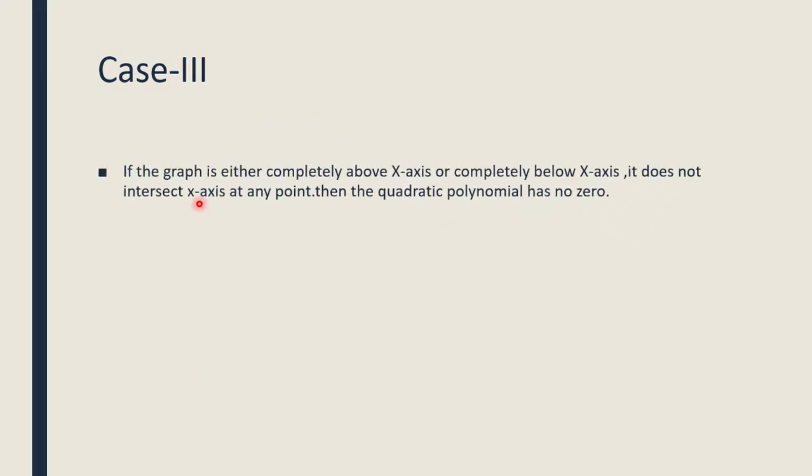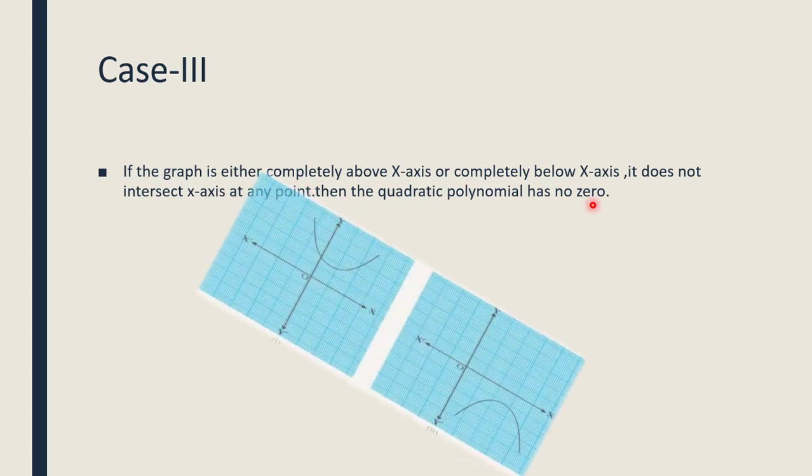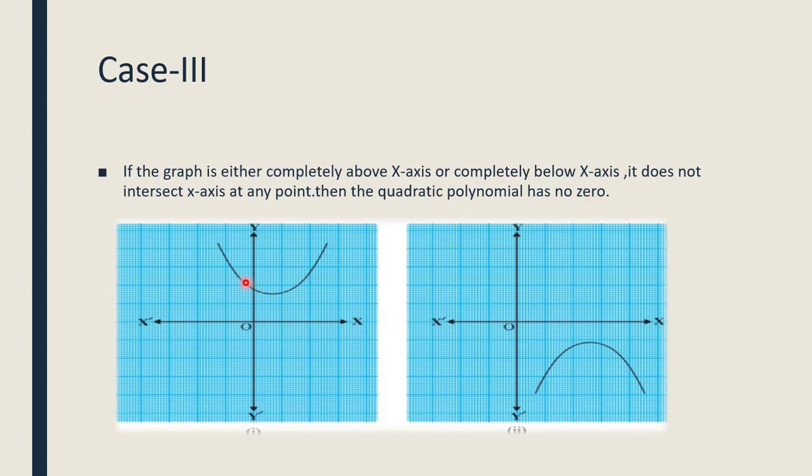Case 3. If the graph is either completely above the x-axis or completely below the x-axis, it does not intersect the x-axis at any point, then the quadratic polynomial has no zero. In this case, we see the graph does not intersect and does not touch, so there are no zeros of this polynomial.